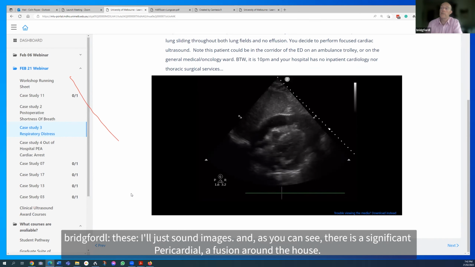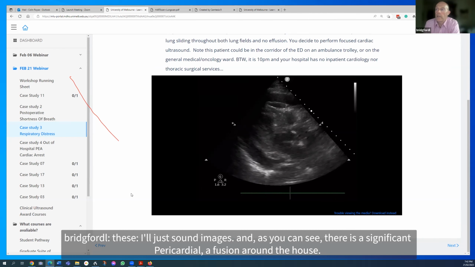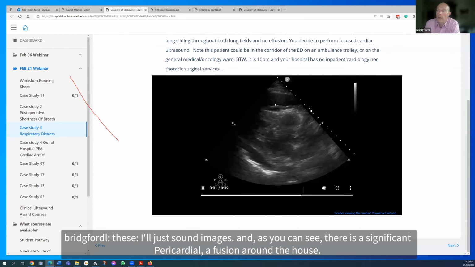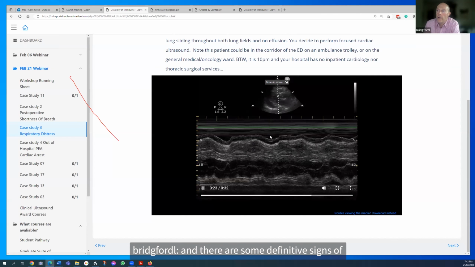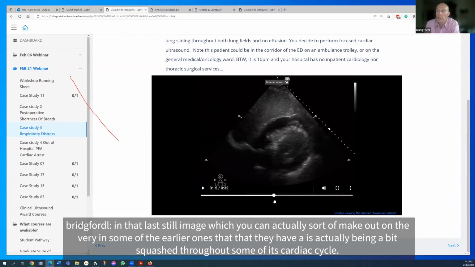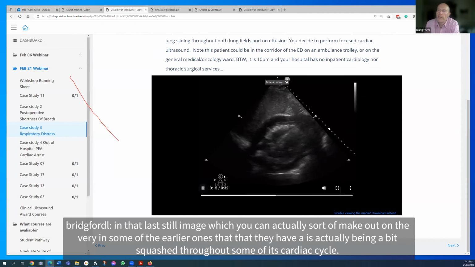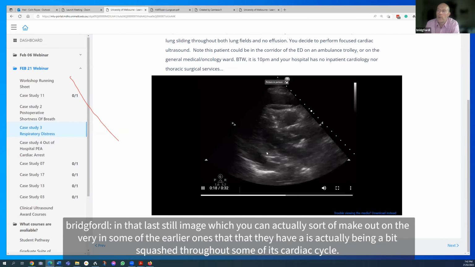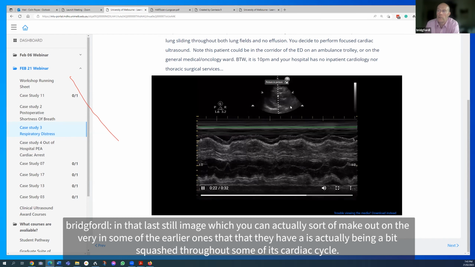As you can see, there is a significant pericardial effusion around the heart, and there are some definitive signs of pericardial tamponade on this bedside ultrasound exam. There's a bit of collapse of the right ventricular free wall in that last still image, which you can also make out in some of the earlier ones, where the RV is being a bit squashed throughout some of its cardiac cycle.